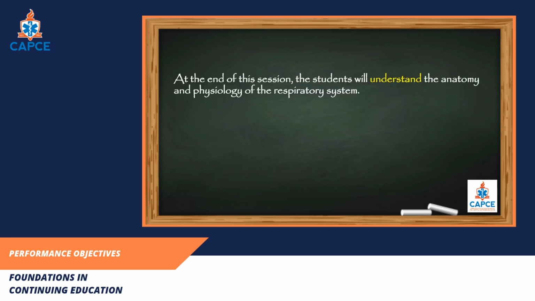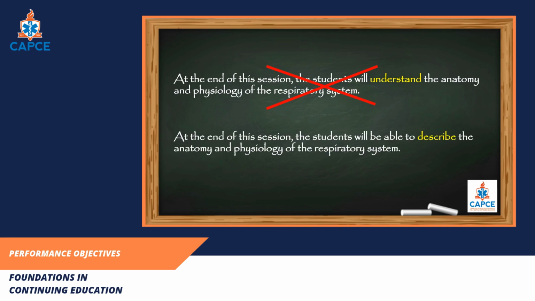At the end of this session, the student will understand the anatomy and physiology of the respiratory system. The problem is, how will you measure their understanding? Instead, at the end of this session, the student will be able to describe the anatomy and physiology of the respiratory system. That is measurable.